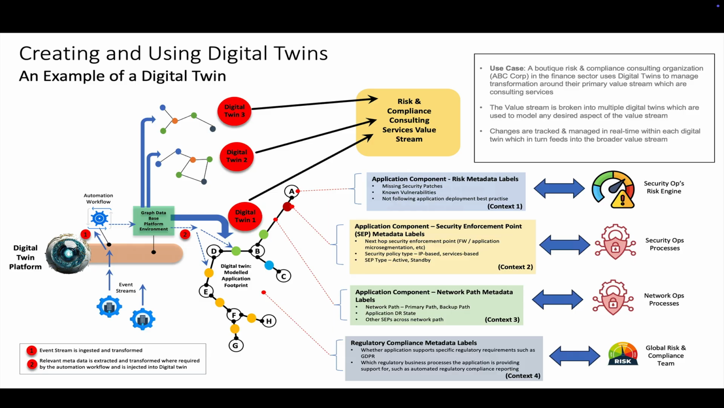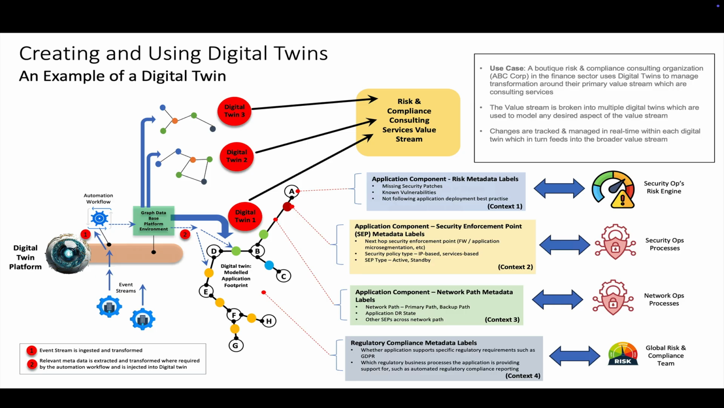So, in this slide, we will provide an example of a digital twin as illustrated in the diagram. The diagram, at first glance, may seem quite complicated, so we will break it down bit by bit. The use case is based upon a boutique risk and compliance consulting organization, which we will call ABC Corp. ABC Corp provides a variety of consulting services engagements around risk and compliance management in the finance sector. This is their primary value stream.